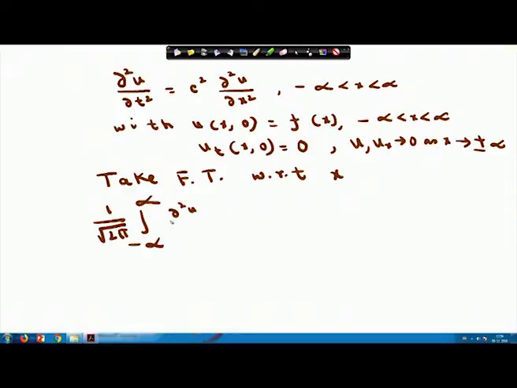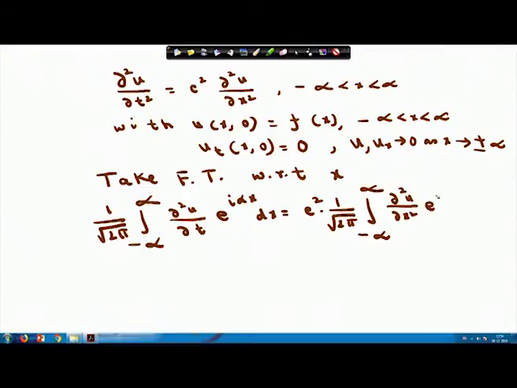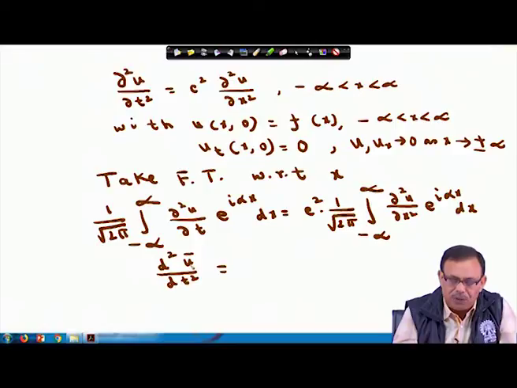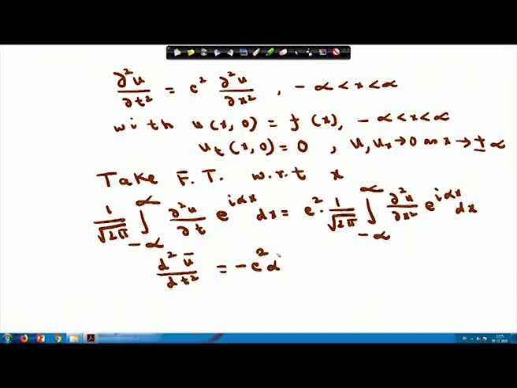Minus infinity to infinity del 2 u del t square into e power i alpha x dx. This is equal to c square into 1 by root 2 pi, minus infinity to infinity, del 2 u del x square into e power i alpha x into dx. And the left hand side obviously will be d square u bar dt square, where u bar is nothing but the Fourier transform of u. Please note this one. And the right side, if you use the conditions given to us, you will obtain minus c square alpha square into u bar of alpha, t.